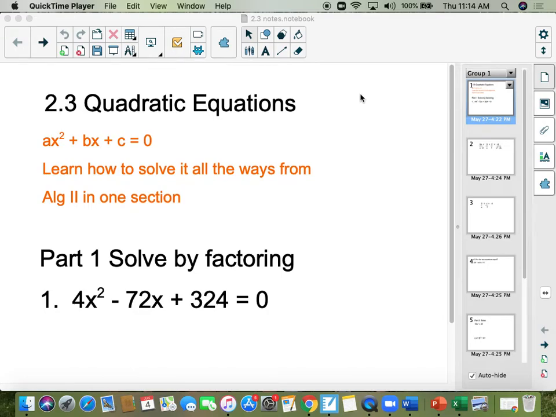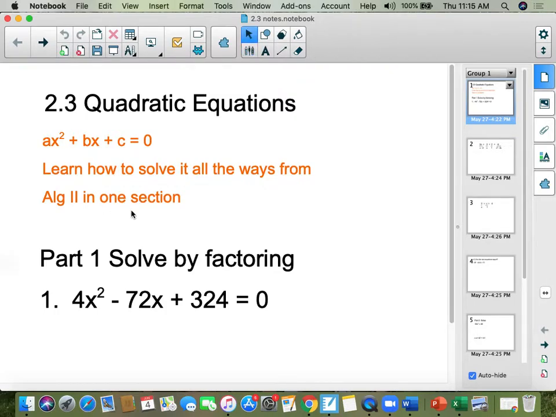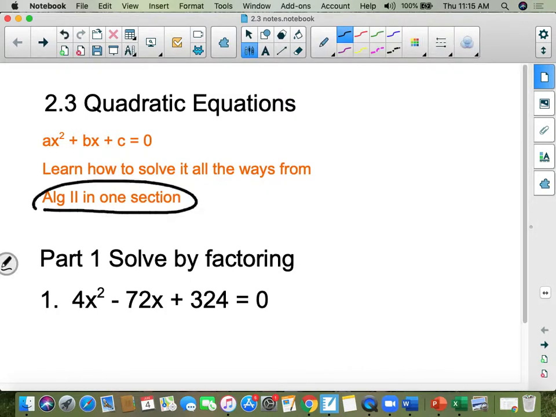2.3, you're going to learn how to solve equations. And if you read that, you're going to learn how to solve quadratic equations. And you're going to learn how to solve quadratic equations, all the different ways we learned in Algebra 2, just in one section. That's why this is called college algebra, because it's a fast-paced class.